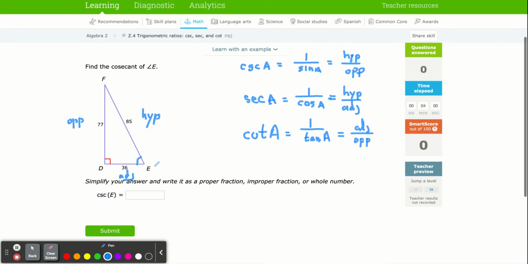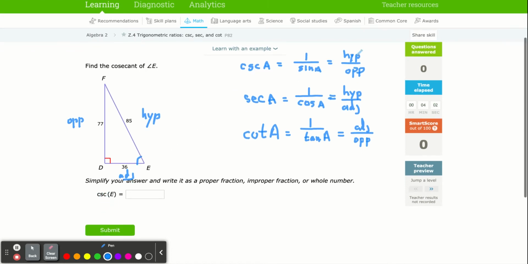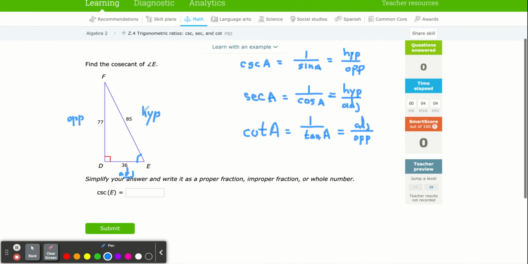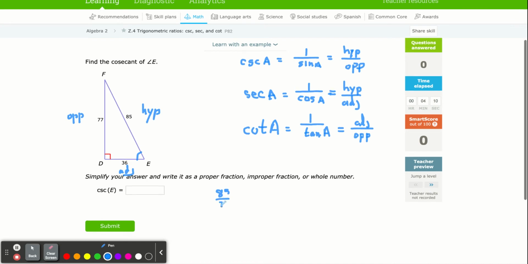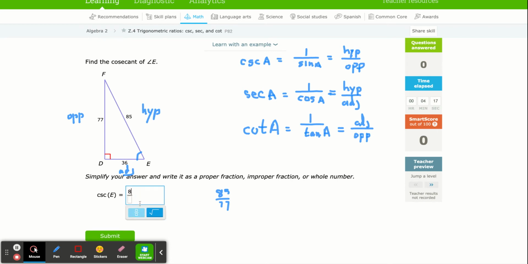Now we're looking for cosecant. Cosecant is hypotenuse over opposite, so hypotenuse over opposite, it would be 85 over 77. And again, make sure you try to reduce if that possibly reduces, which it doesn't. So I'm just going to do 85 over 77.